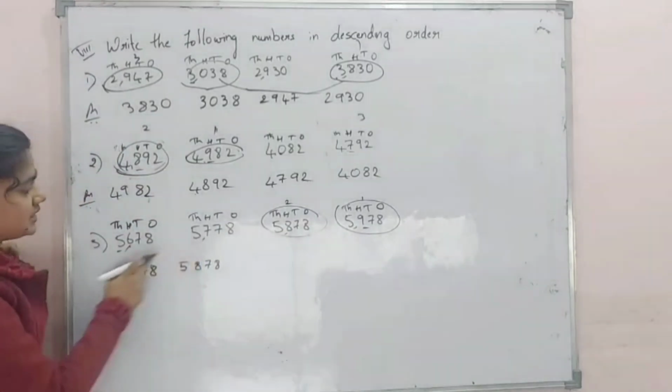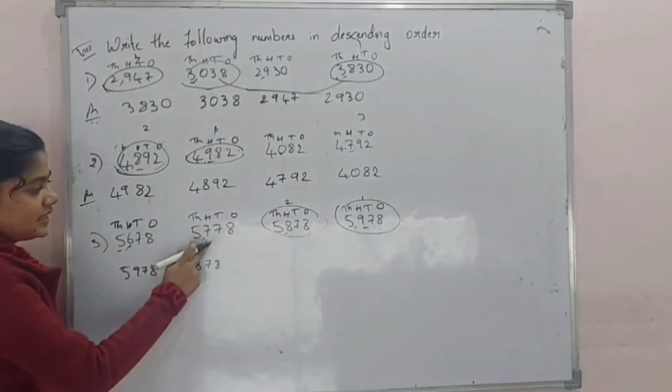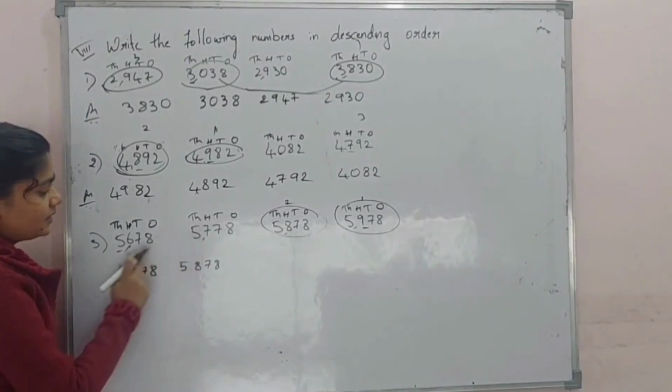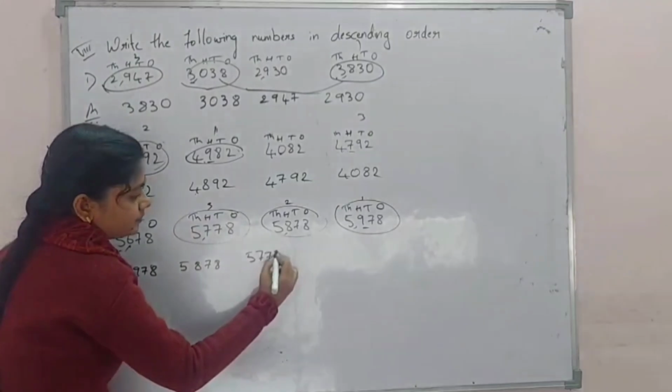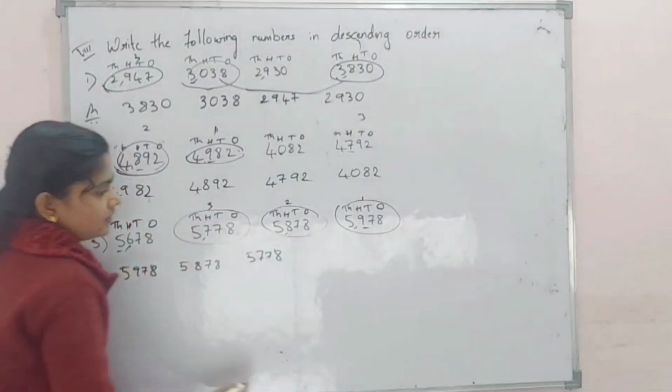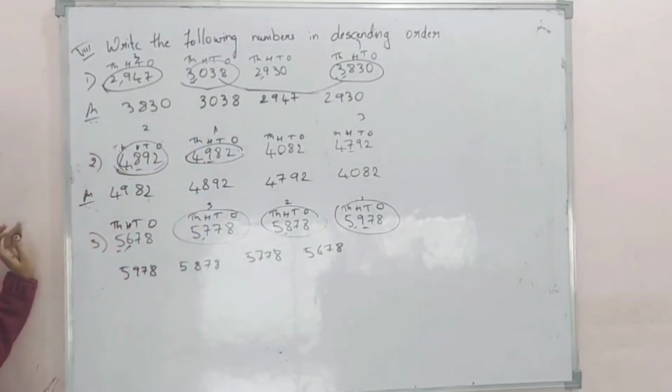Next, in this 2, which is the greatest? 5, 5 I have equal. In 100 place 6, and here I have 7. 7 will be the greatest than 6. So I am taking this one as my third greatest. Remaining 5678 will be my fourth greatest number.